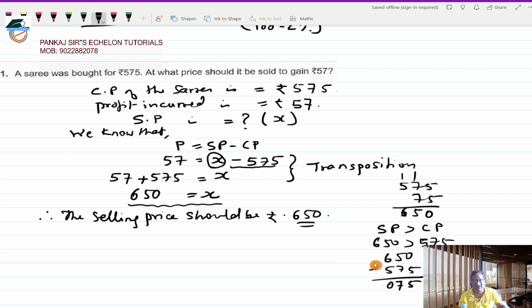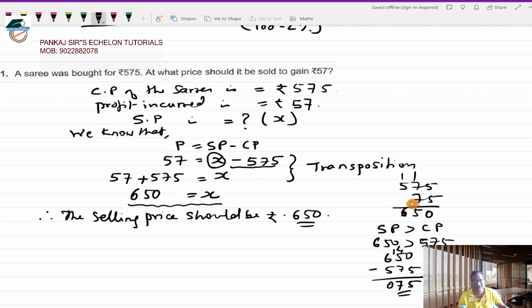Now, let me check it. 650 selling price minus cost price. 10 minus 5 is 5. That's correct. And this is 4, so 14 minus 7 is 7. And this is 5. 5 minus, it has to be 75. Let me work out again.